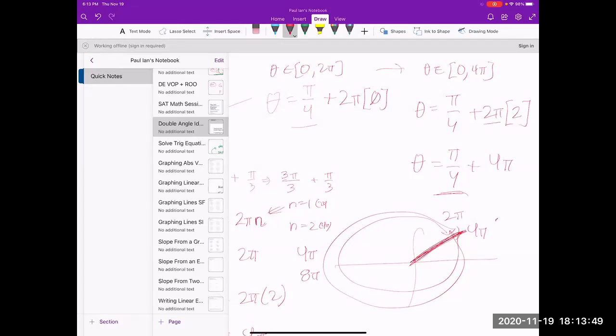That's why when you add a factor of 2 pi, you're still in the same place, even if the number itself doesn't look like an answer. When you add 2 pi to it in trig, you're still in the same place. You're just going around the circle many times.